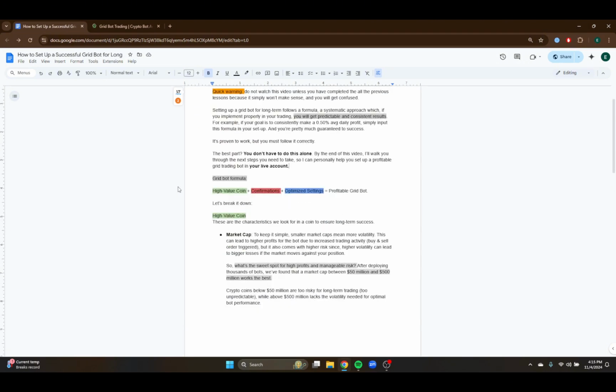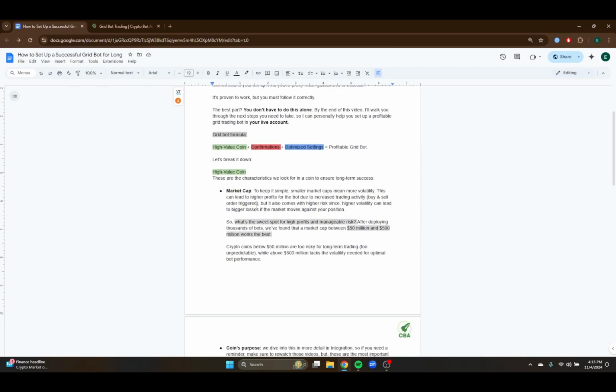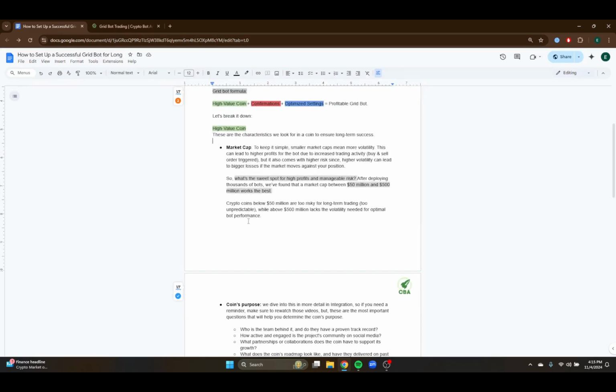Following the systematic approach, there are 3 steps we have to cover. First, finding a highly valuable cryptocurrency to invest in, then going over confirmations, and finally setting up the bot with the best settings possible. Following these 3 steps is equal to having a profitable grid bot. Let's break it down. First, finding a highly valuable coin. These are some of the characteristics we're looking into to ensure long-term success. We have talked about this in different videos, but this is going to be more actionable, so I'm going to cover it one more time, but also share with you how to do it.